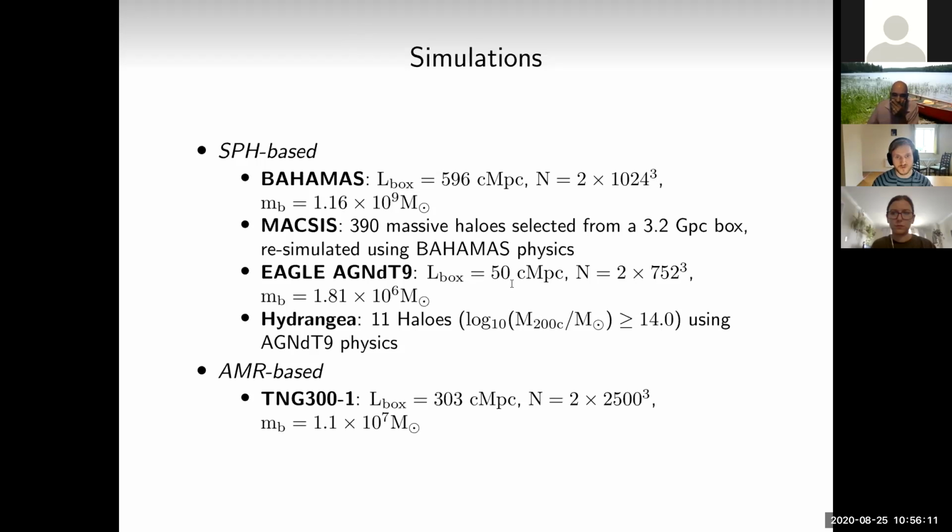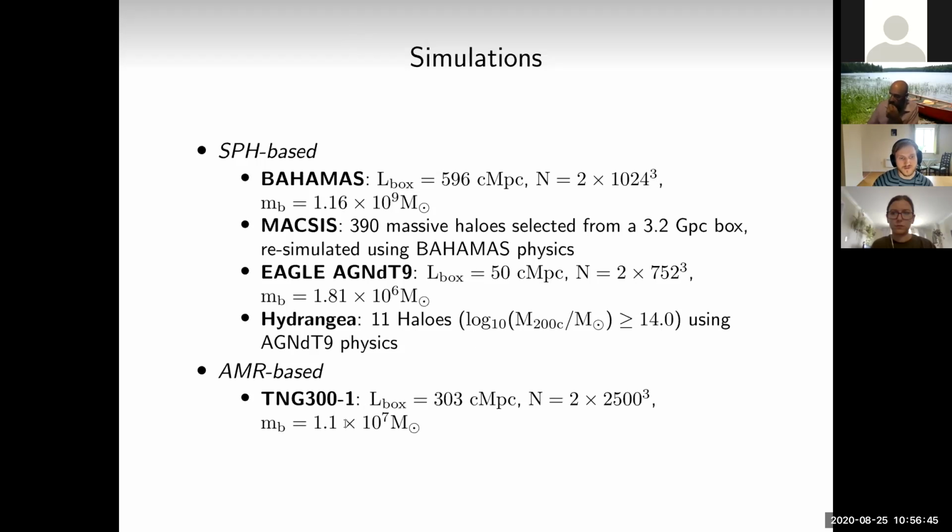Unfortunately, the box size is rather small, so again, I supplement with a similar zoom simulation, that is Hydrangea, part of the Cluster Eagle project. But unfortunately, the mass range is rather different. So at the sort of Go Green masses, there are only 11 halos from the zoom simulation. So the combination is still usable, but it's not quite as large as this. So just bear that in mind.